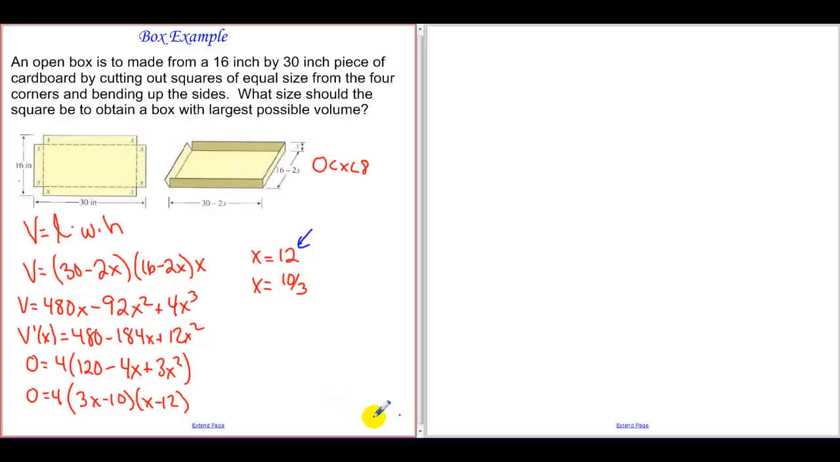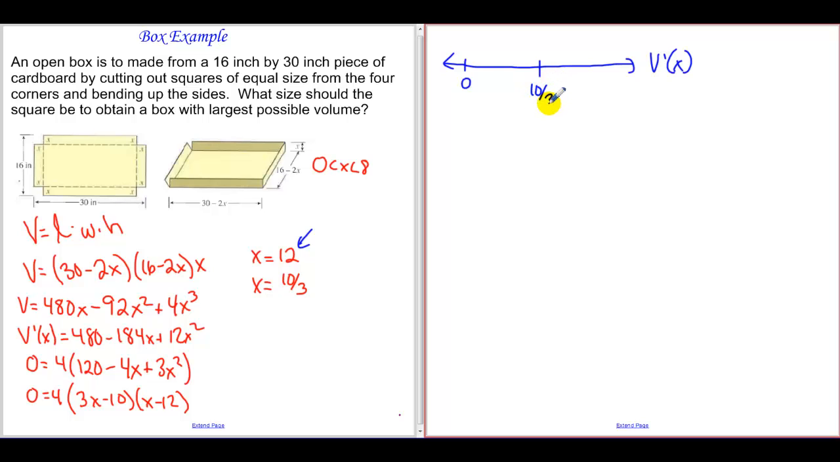Okay, so now we need to justify our answer by using the first or second derivative test. Now I'm going to use the first derivative test. So I'm going to look at the sign of our first derivative, which is volume, to the left in between 0 and 10/3, and from 10/3 to 8. Now remember, you're looking at what the sign is in your derivative here. So between 0 and 10/3, I'm going to plug in 1, just makes my life easier.